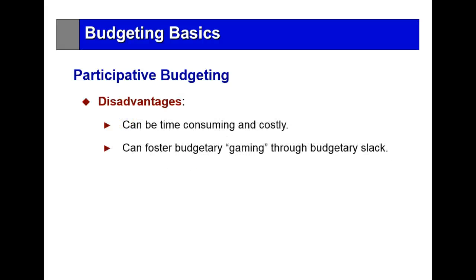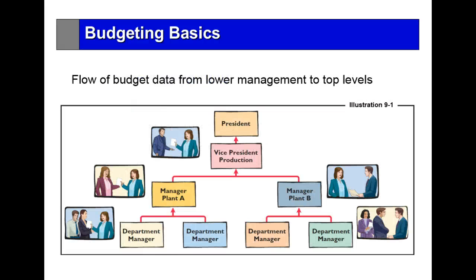What are the disadvantages of it? It can be very time-consuming to get everyone's involvement. Flow of budget data from lower management to top levels. So here is an example of when budgeting works from the bottom up. The managers help give information to the middle managers that ultimately help provide that information up to the executive branch. So that's a good way in which budgets can take place.